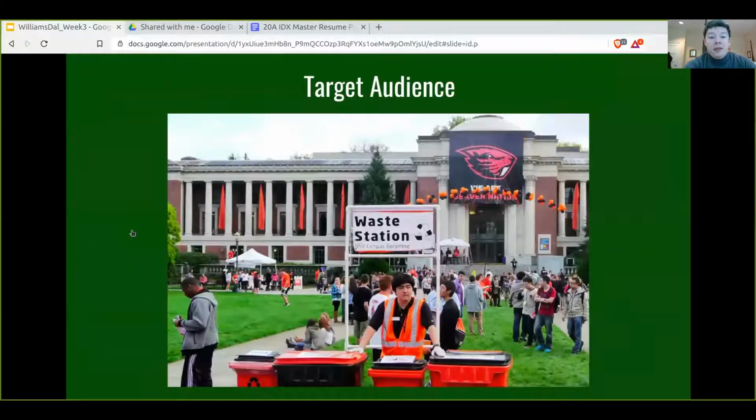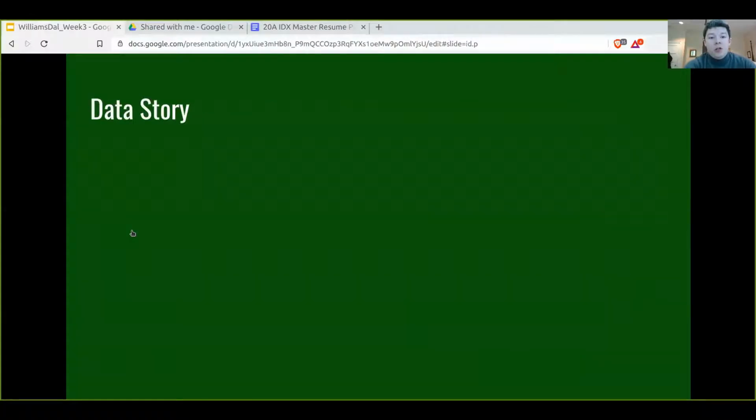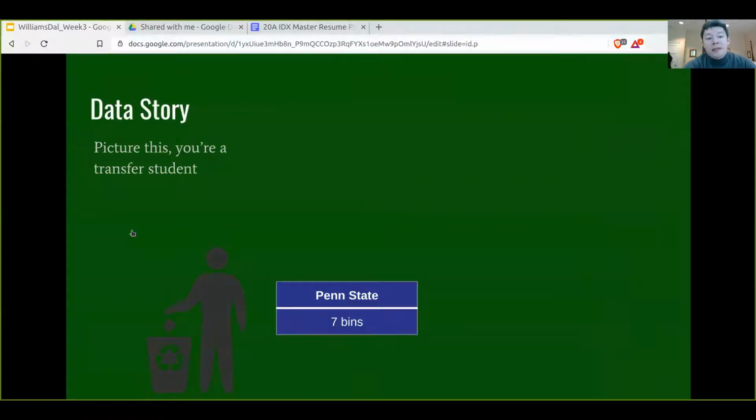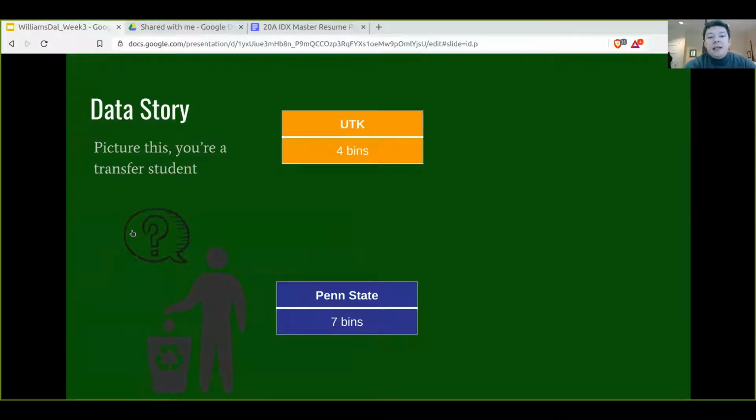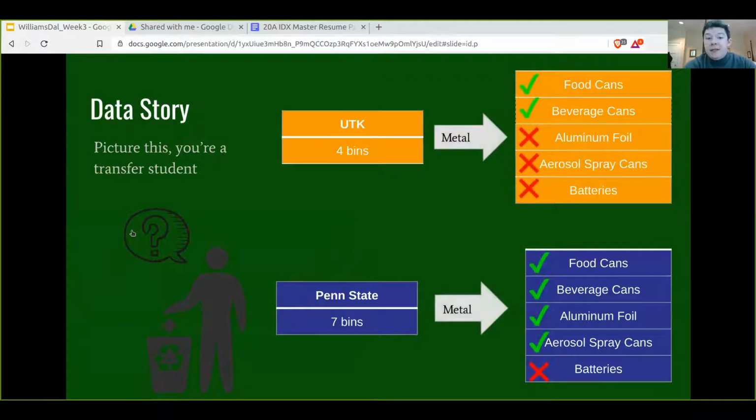My target audience for this product is colleges, since they have well-defined guidelines and college students tend to be more eco-conscious. Picture this, you're a transfer student. You originally went to Penn State with 7 bins. Going to UTK and continuing to be a good citizen, you realize there are now 4 bins. Even worse, what goes into these bins differs.